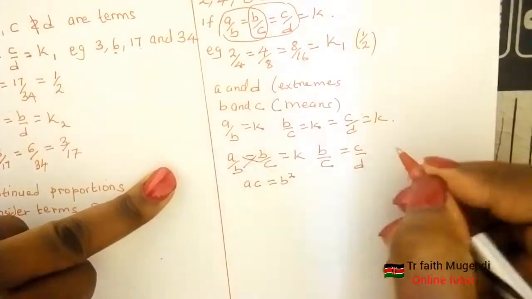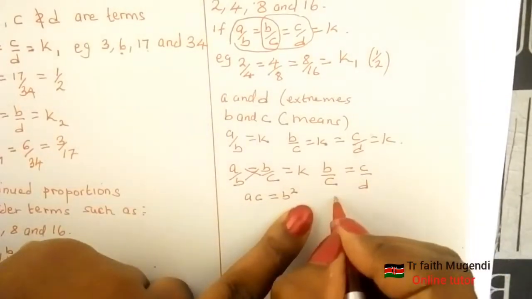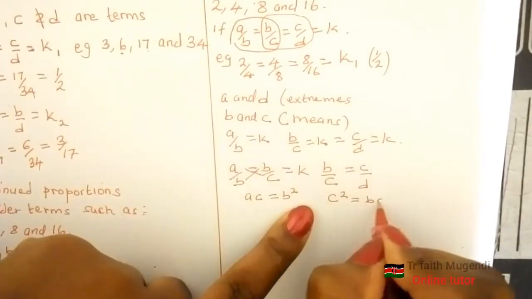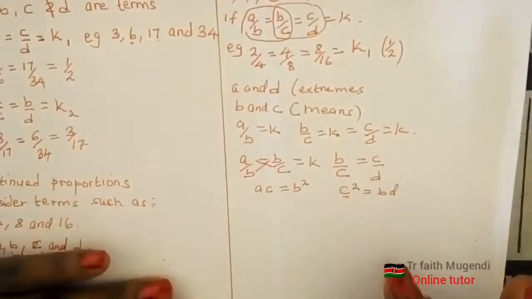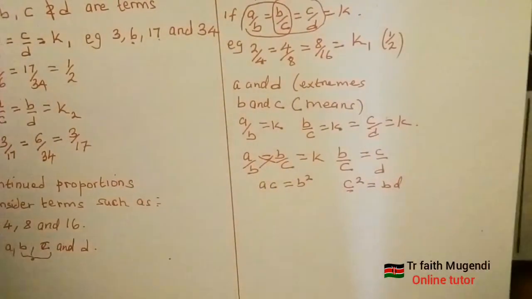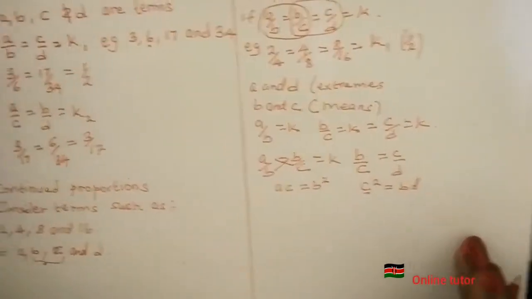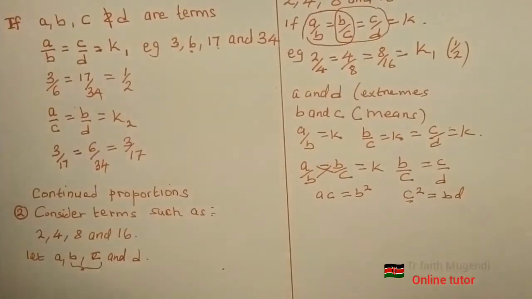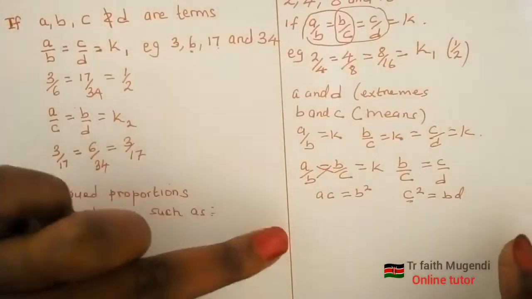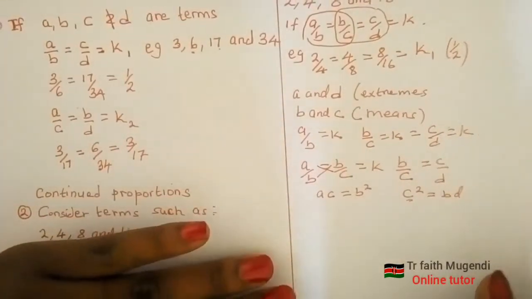And remember, they are equal to a constant. We shall have C squared is equal to BD. So that is why we are saying they are the mean of the terms. And you can be asked to find any of the terms if the terms are said to be in proportion. Now, from that point, we have noticed that continued proportion and compound proportion are the same.